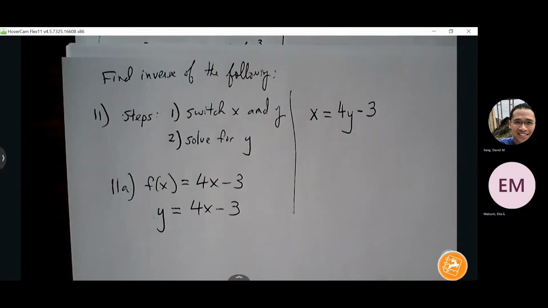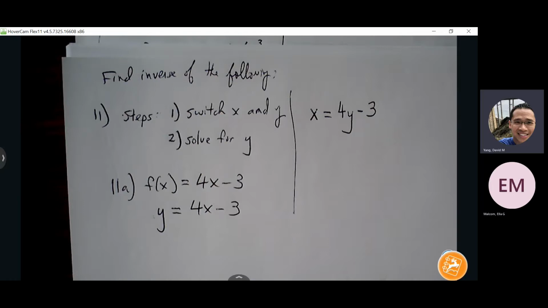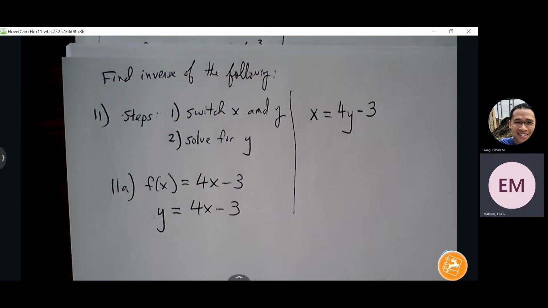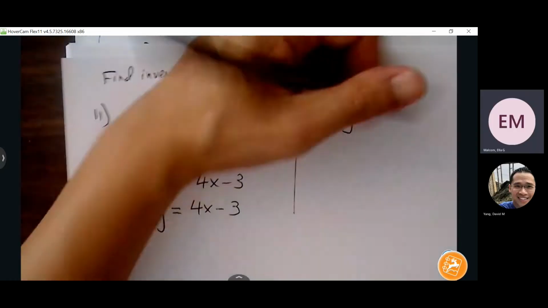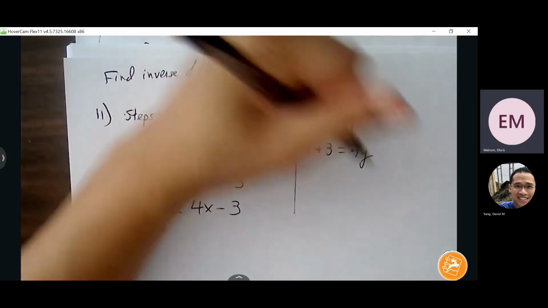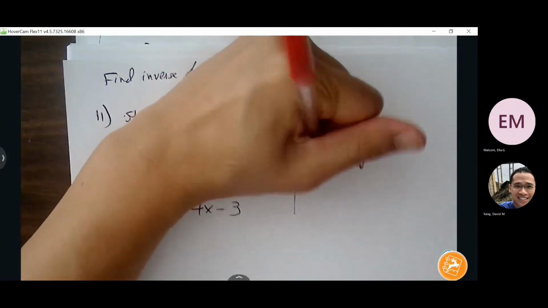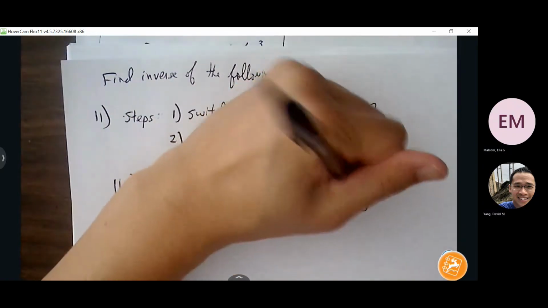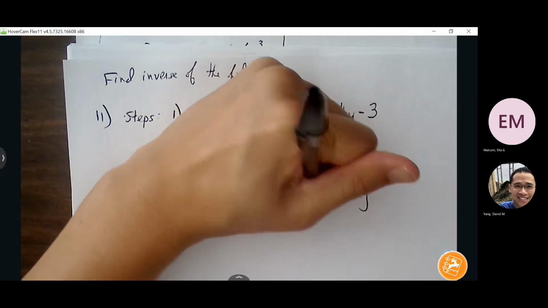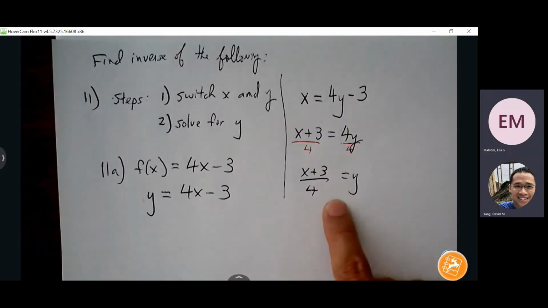So do I try to get y by itself? Yeah, get y by itself. So we can make it x plus 3 equals 4y. And then x plus 3 over 4 equals y. Is that the answer? Yes. We call this the inverse function.